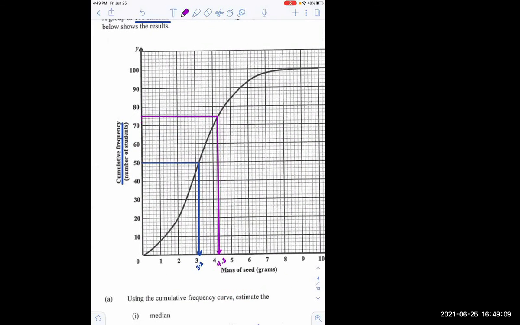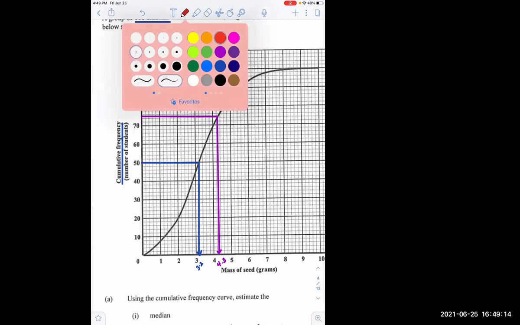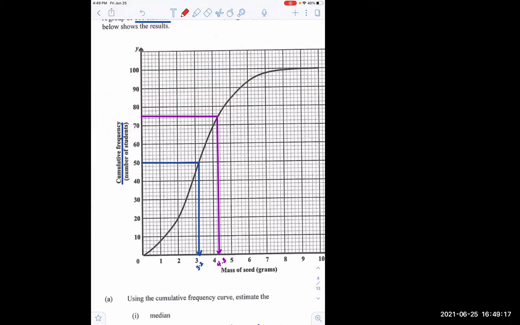They also ask for the semi-interquartile range. In order for us to find the semi-interquartile range, we need to find the lower quartile. Just like the upper quartile is 3/4, the lower quartile is 1/4. So 1/4 of 100 is 25, so we have to find the 25th value. That here is midway between 2.2 and 2.4, so we will take 2.3.